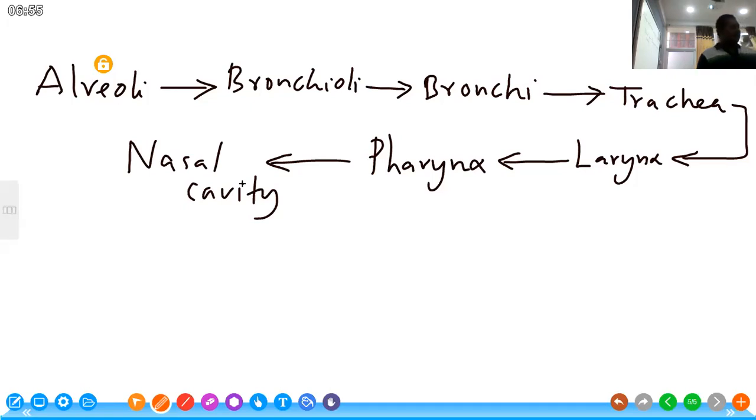Sternum. Move to their original position.